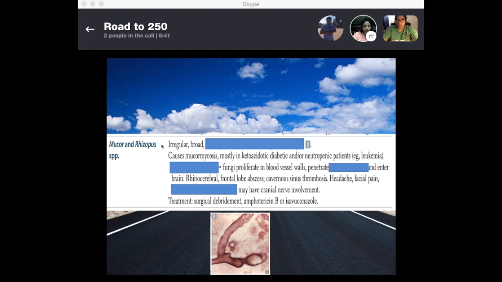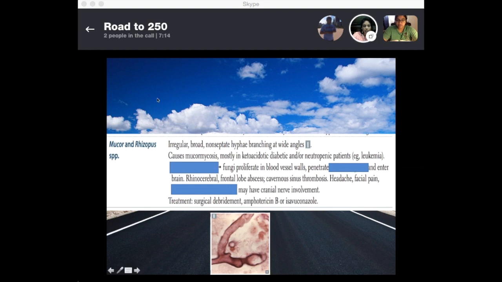So it's 90 degrees, non-segmented? Yeah, exactly. It's characterized as having irregular, broad, non-septate hyphae branching at right angles. And like Divya said, 90-degree right angles is kind of the clue that you're going to want to look for. Okay, so Rhizopus is actually a bread mold. So I guess you can get it from that too.